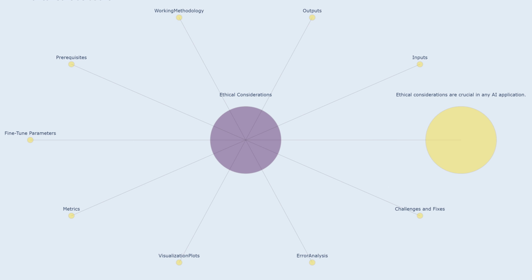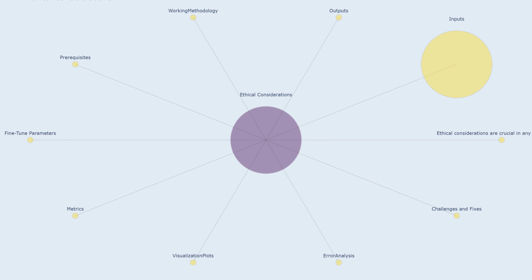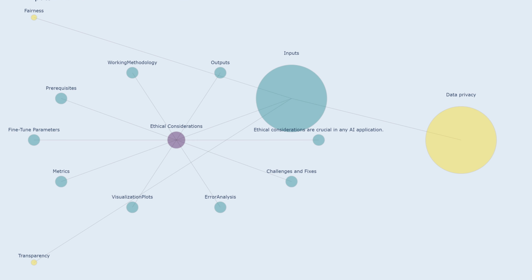Conduct impact assessment. Impact assessment in AI involves evaluating the potential consequences of deploying AI systems. This can include assessing the impact on individuals, communities, and society as a whole. Impact assessment helps identify potential risks and benefits of AI systems and ensure that their deployment is responsible and ethical.